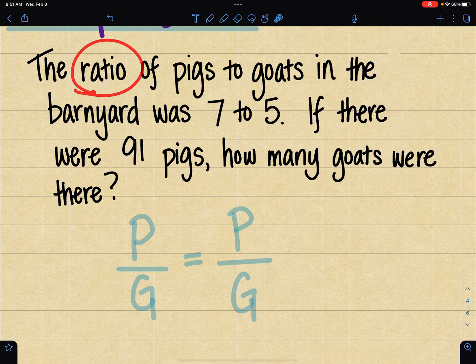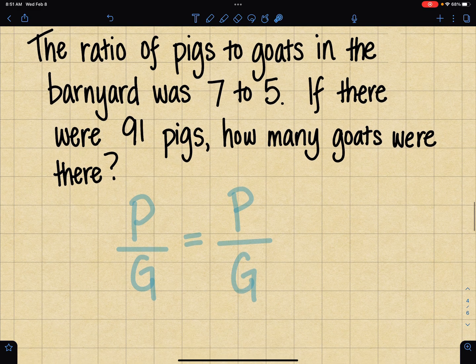They're talking about ratios, so we know we're going to use the information I gave you in this lesson. And the first thing we're going to do is just write something like this. The ratio of pigs to goats is going to be equal to the number of pigs compared to the number of goats. Okay, so this is just simple ratio problems.